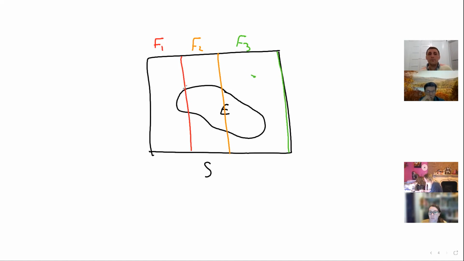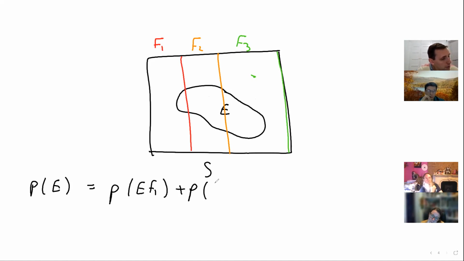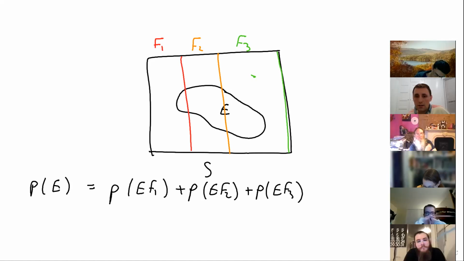Yes? So then what's the probability of E happening? Notice F1, F2, and F3 are disjoint. So for the probability that E happens, either the universe is within this region, or the universe is in this region, or the universe is in E within this region. So in this situation, the probability of E is equal to the probability of E and F1 plus probability of E and F2 plus probability of E and F3. Yes?